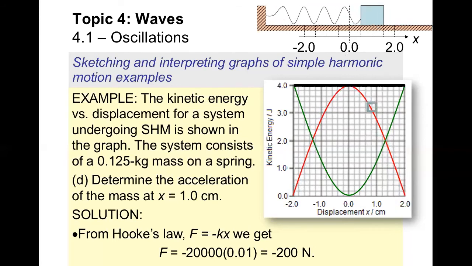And since we know that F is equal to ma, and we have the mass, then we can determine this: negative 200 is equal to 0.125 a. So the answer is acceleration is equal to negative 1,600 meters per second squared. Again, this is negative because for simple harmonic motion, acceleration is directly proportional to the negative of displacement.